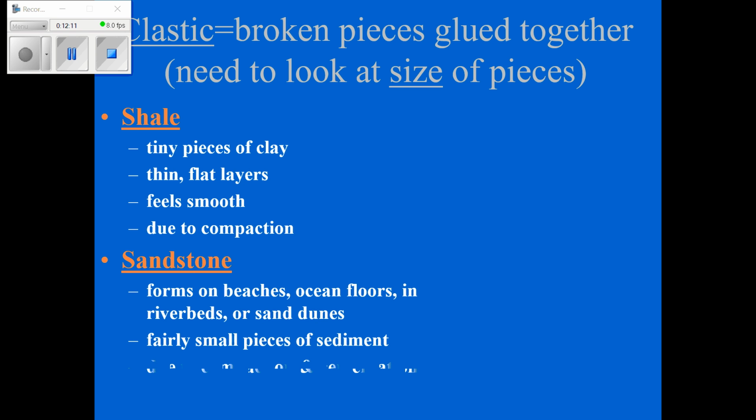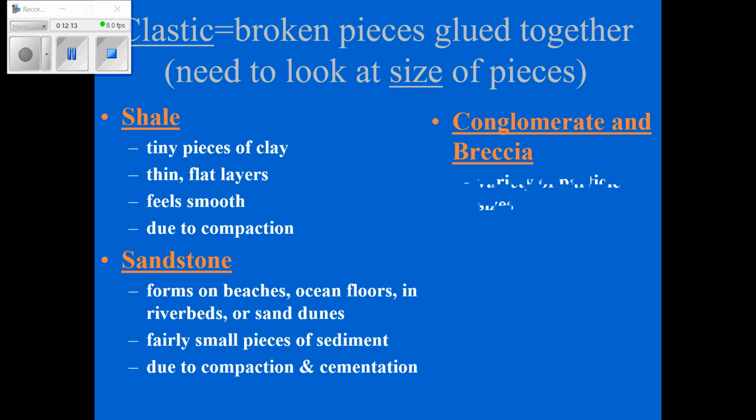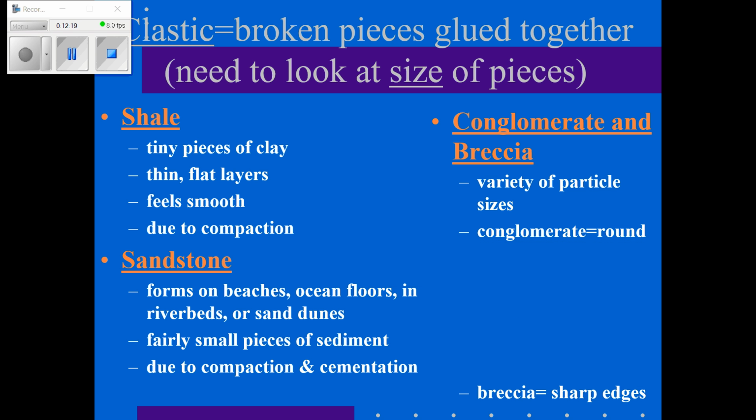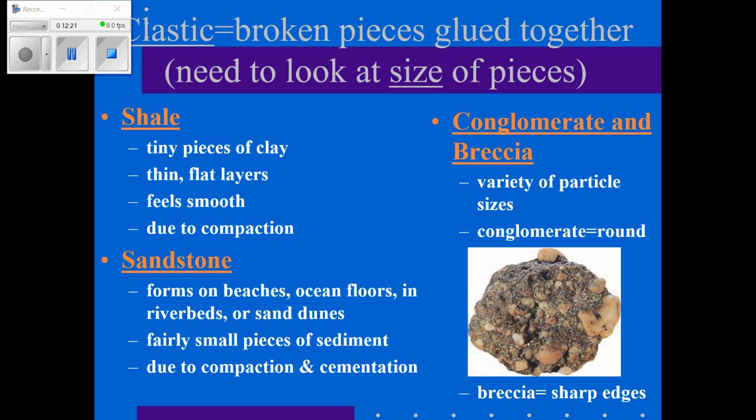So shale and sandstone are also examples. I mentioned the conglomerate. Conglomerate has more rounded edges to the rock. And then breccia has sharp edges.